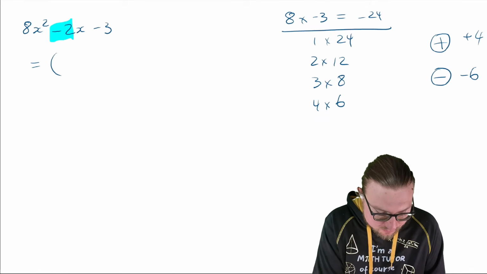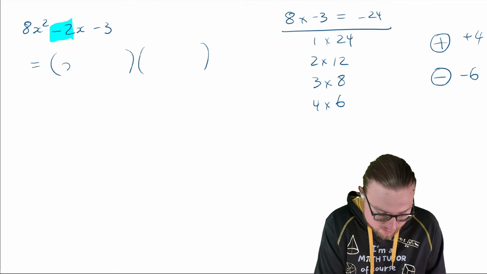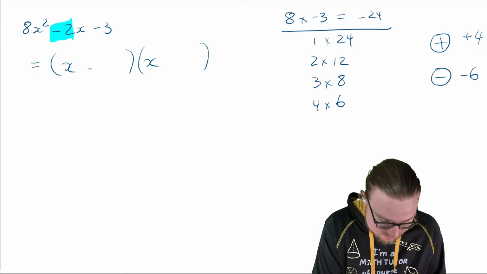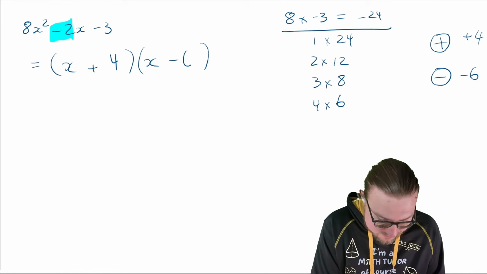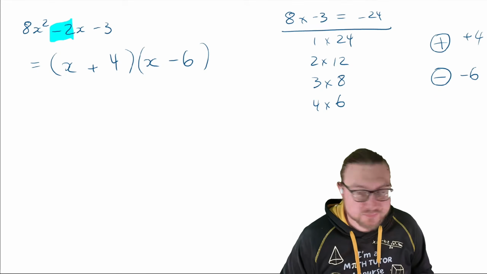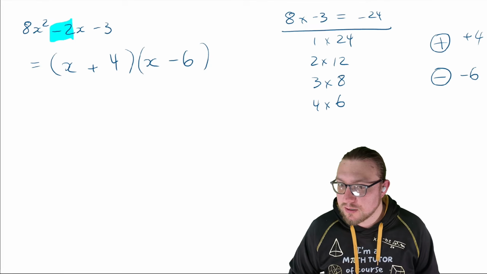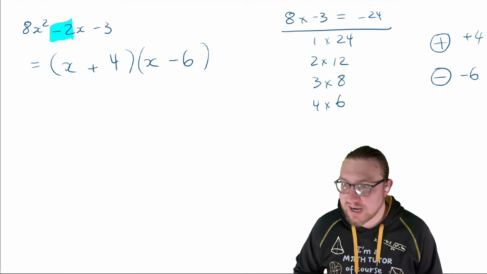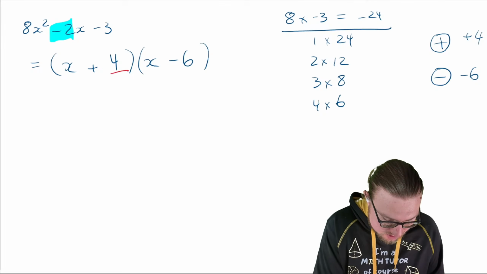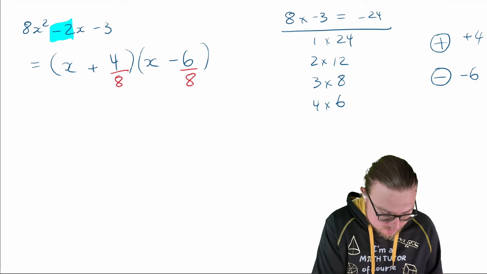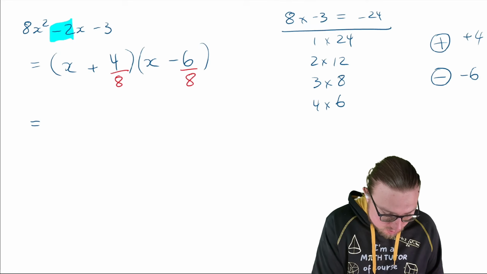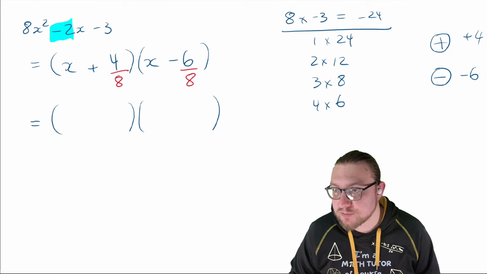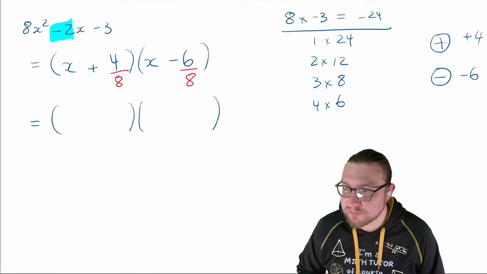And what do we do? We make two brackets. We're going to write x on both sides, and we're going to make plus 4 and negative 6, which is exactly the numbers that we had. Okay, now what do we need to do next? We need to divide both by the leading coefficient, which is 8. And now none of them will be whole numbers, which is fine. But we still need to simplify.